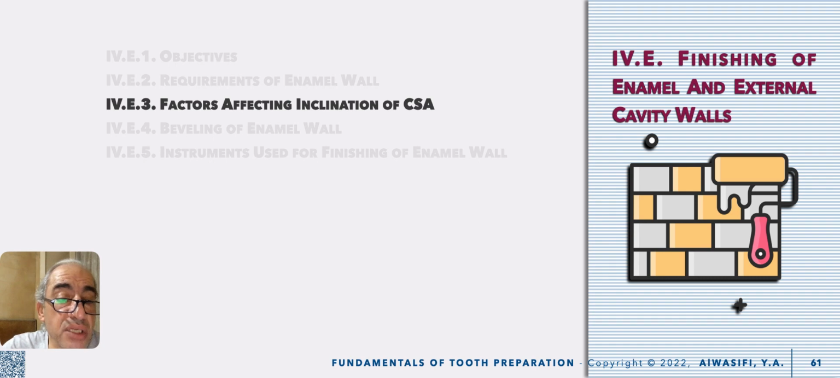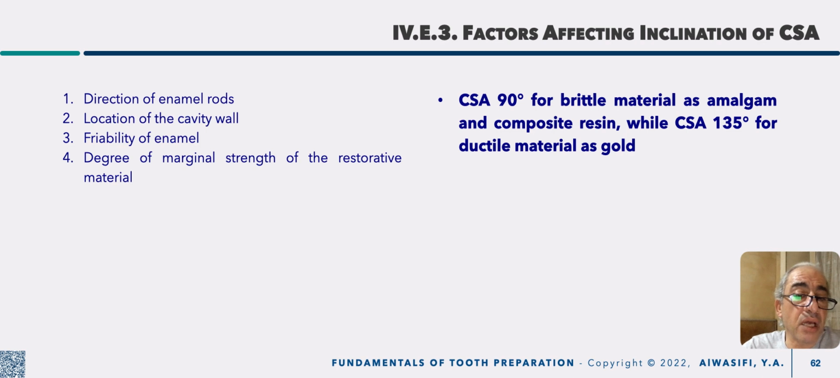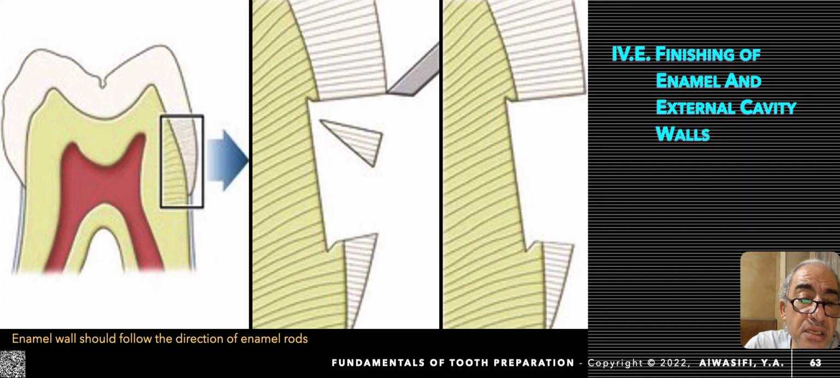What are the factors affecting inclination of cavo surface angle? As we could conclude, it's the direction of enamel rods and location of the cavity walls, friability of enamel, degree of marginal strength. Again, cavo surface margins for brittle materials as amalgam and composite should be 90. For ductile materials should be or could be 135 to allow burnishing of your gold material over a beveled margin. That is the margin that should be beveled, should be cut to be 90 degree and should be in the same direction of enamel rods.